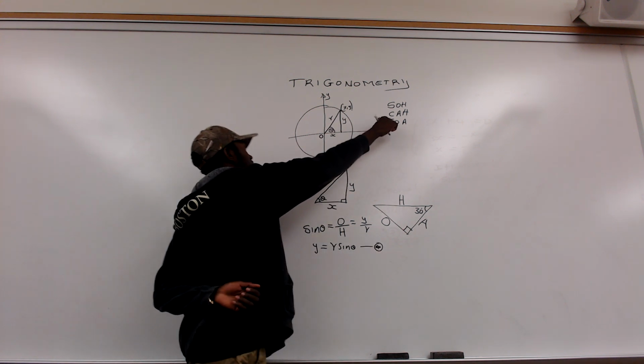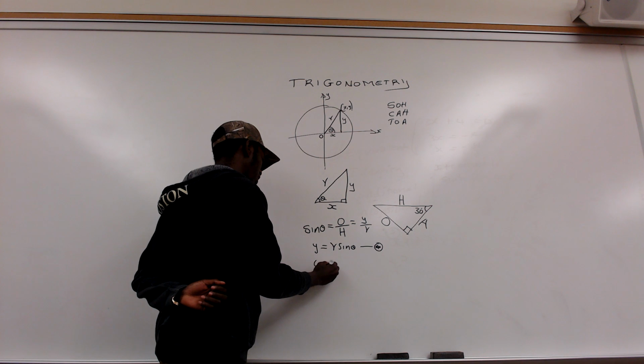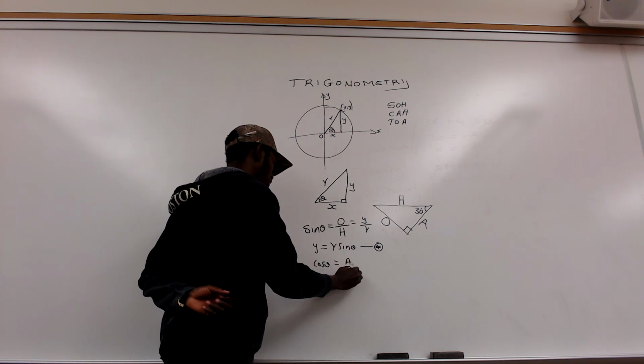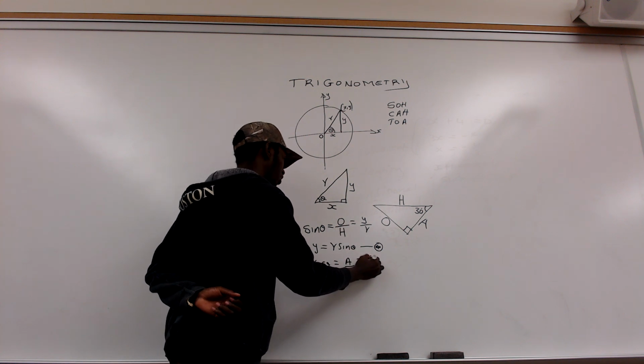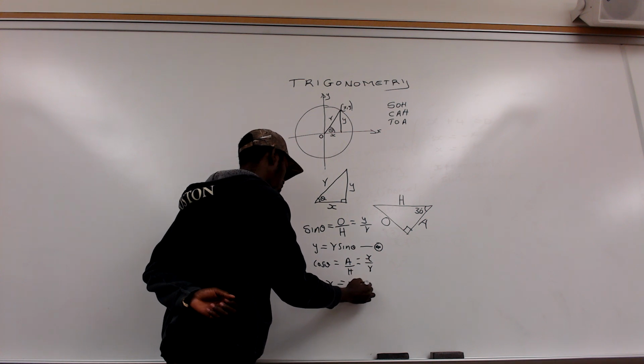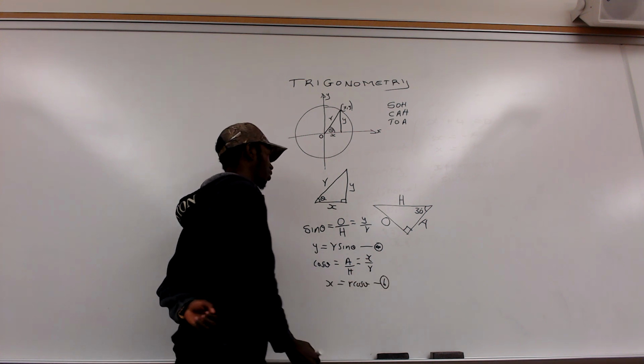So we take again the second one, cos theta. Cos theta is adjacent, which is A, all over hypotenuse, which is H, and adjacent here is X, and hypotenuse is R. So cross multiply, X is going to be R cos theta. Let's call this equation B.